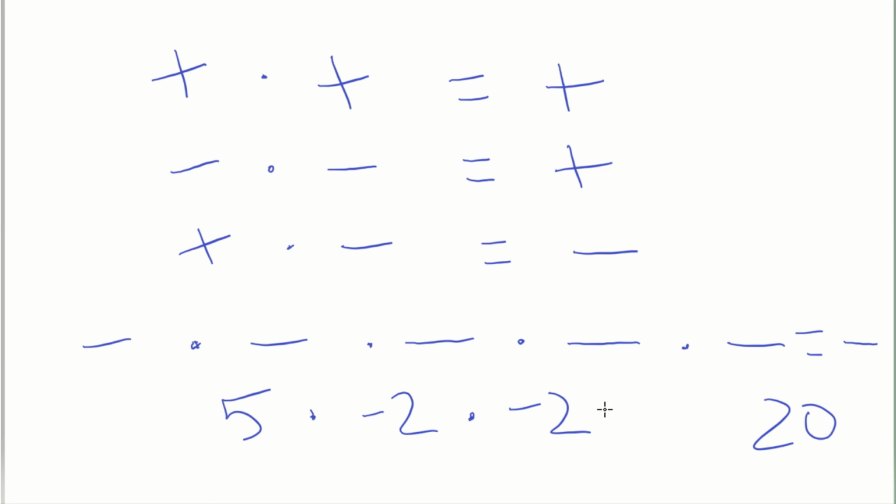If I were to multiply this times negative 2 again, so it's 5 times 2 times 2 times 2, and that would be 40, but it's going to be negative because there's an odd number of negatives, so that's going to be a negative 40. So if you're multiplying a bunch of negatives together, you have to just count how many are there. If it's an odd number, it's negative, and if it's an even number, it's positive.